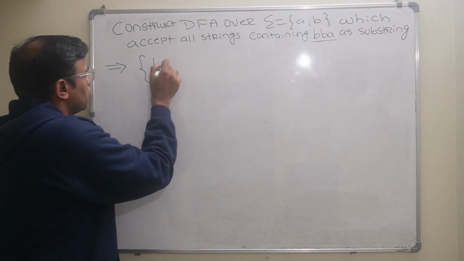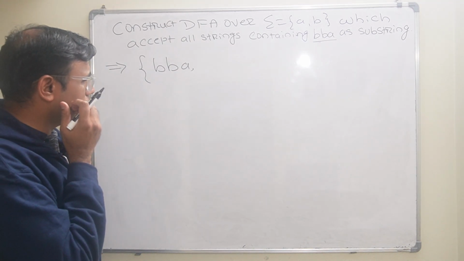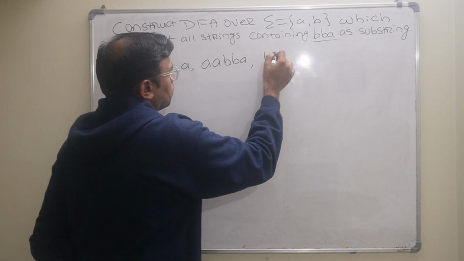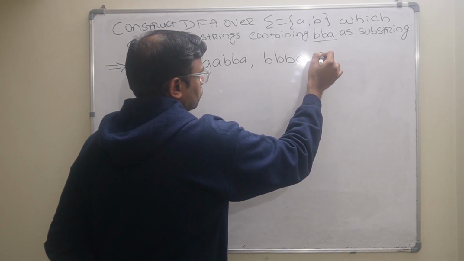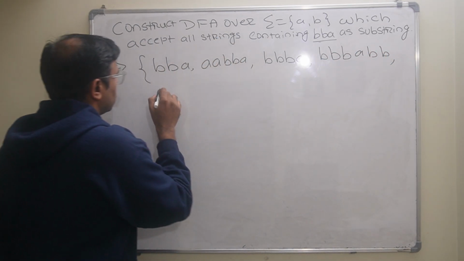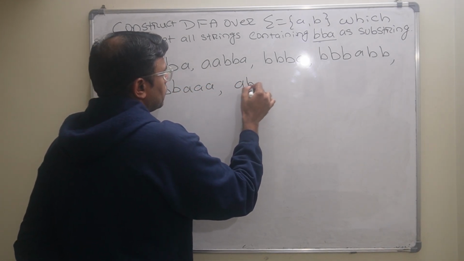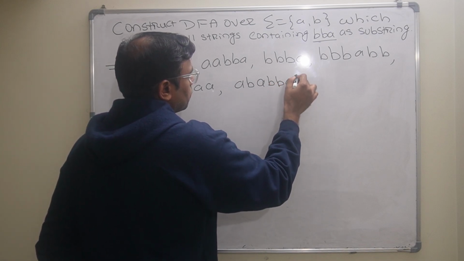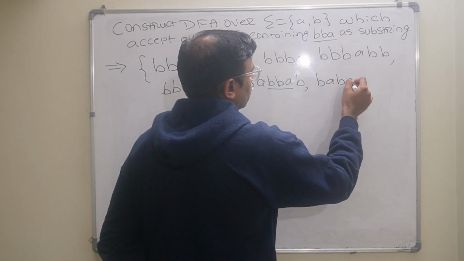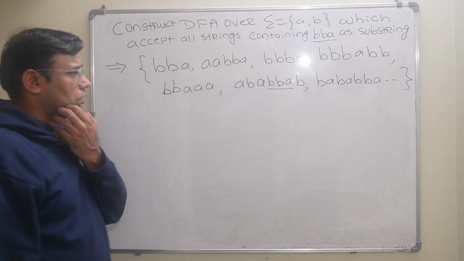So the first string will be bba. Now the string can start with a and start with b also. So let us see the first possibilities: aabba, or bbba, or it can end with b or end with a. So bbba. Then I will write ababba, so again bba as substring. Then bbba, and so on.